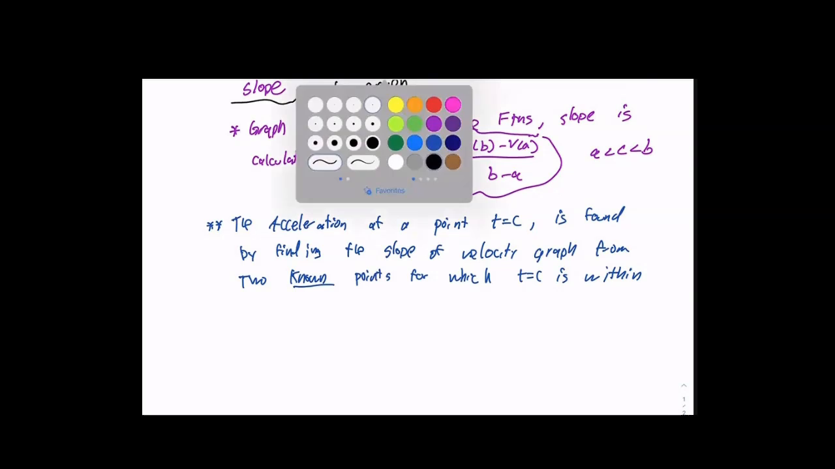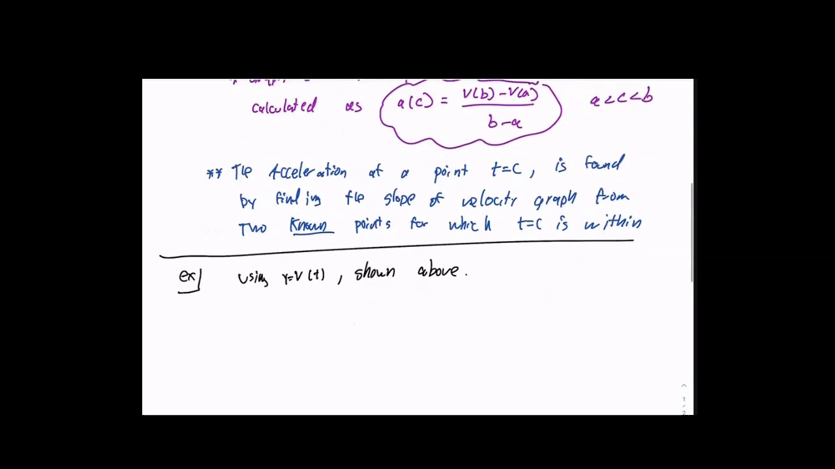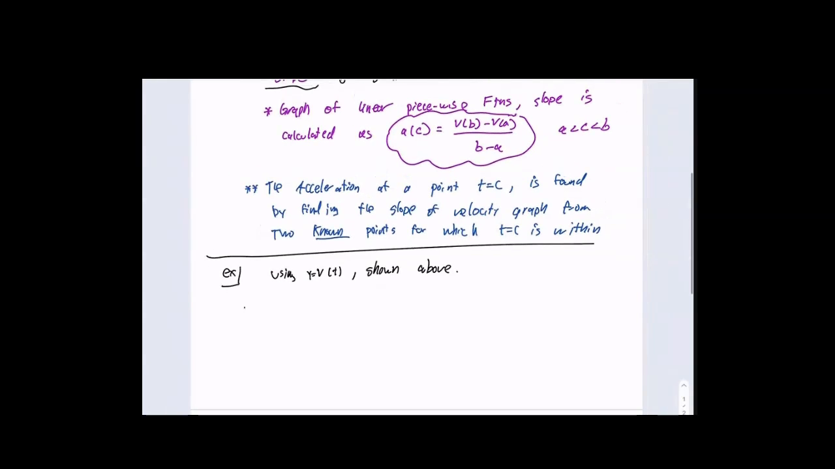We're going to use the graph above. Using y equals v of t shown above, A. When is the particle moving forward? Justify.